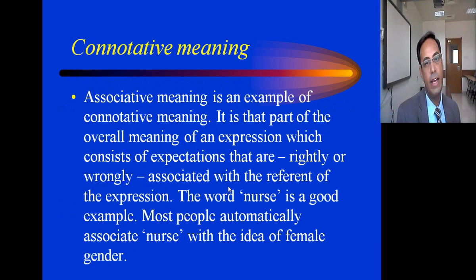Connotative meaning. Associative meaning is an example of connotative meaning. It is that part of the overall meaning of an expression which consists of expectations that are rightly or wrongly associated with the referent of the expression. The word nurse, for example, is a good example. Most people automatically associate nurse with the idea of female gender. When we say nurse, it means ممرضة, especially in the Arab world, not ممرض.